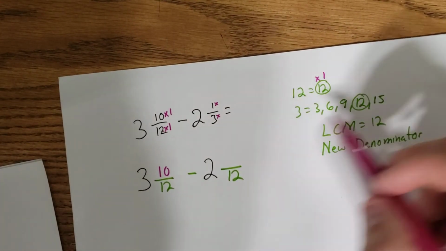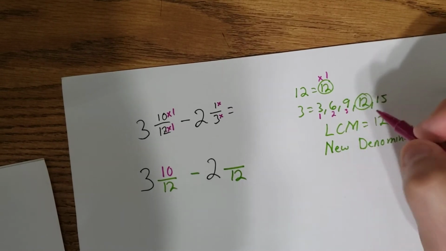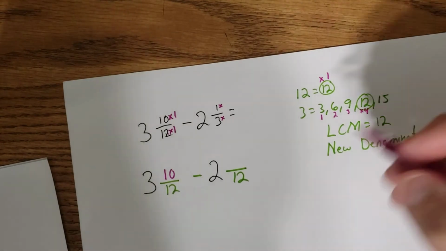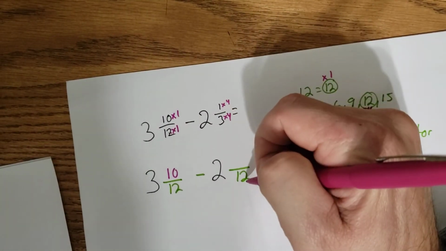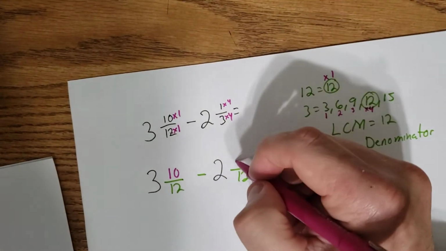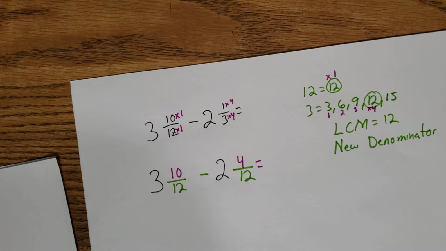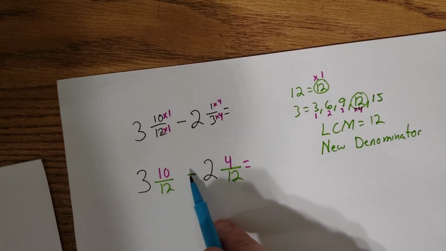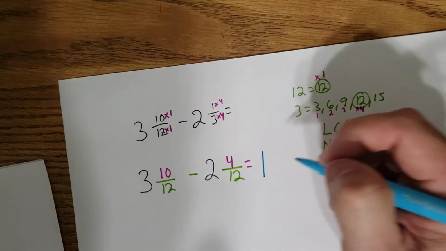It's still going to be equivalent. So how did our 3 get all the way here to 12? Not times 1, not times 2, not times 3, but times 4. Whatever you do to the bottom, you do to the top. 3 times 4 is 12, so multiply the top by 4. 1 times 4 is 4. Now that we finally have those denominators the same, we can go ahead and we can subtract. Start with the whole number. 3 take away 2. 3 minus 2 leaves you with 1 whole.